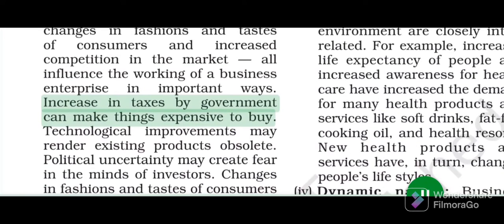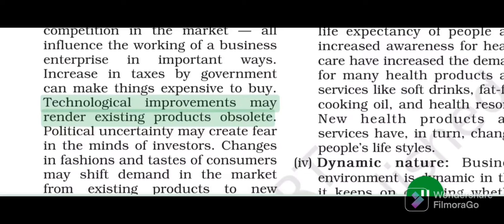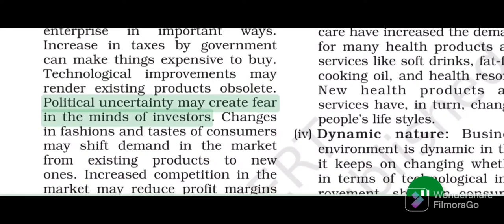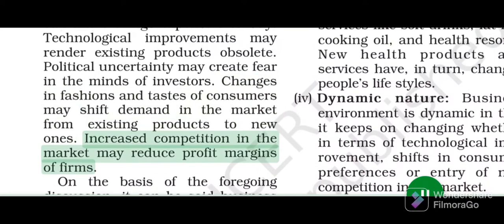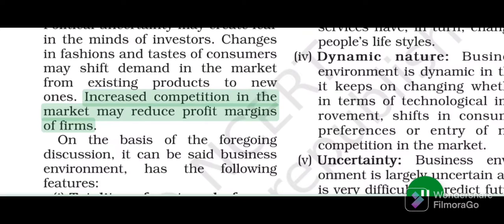Increase in taxes by government can make things expensive to buy. Technological improvements may render existing products obsolete. Political uncertainty may create fear in the minds of investors. Changes in fashions and tastes of consumers may shift demand in the market from existing products to new ones. Increased competition in the market may reduce profit margins of firms.